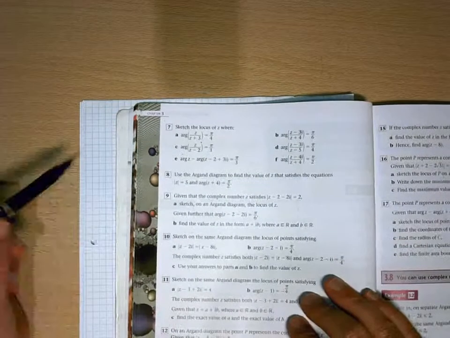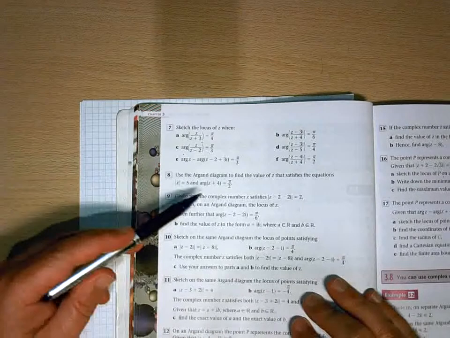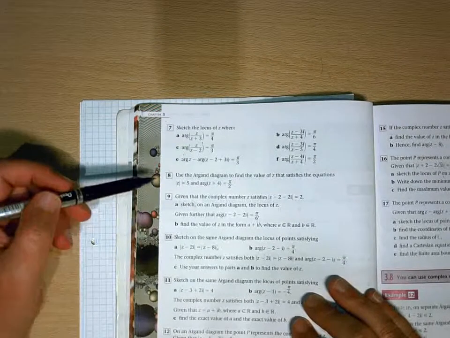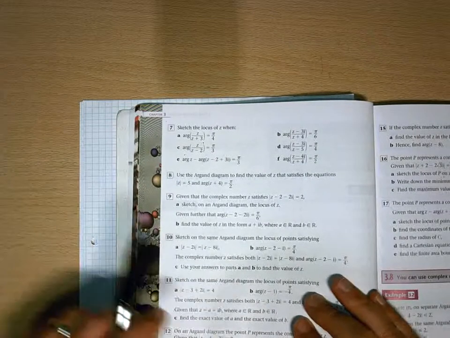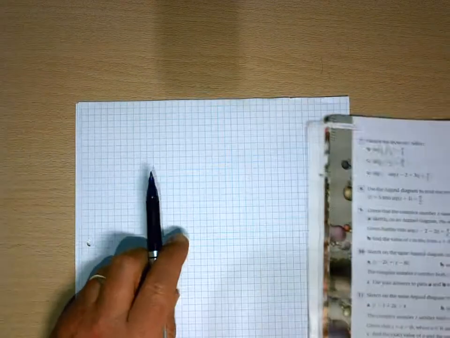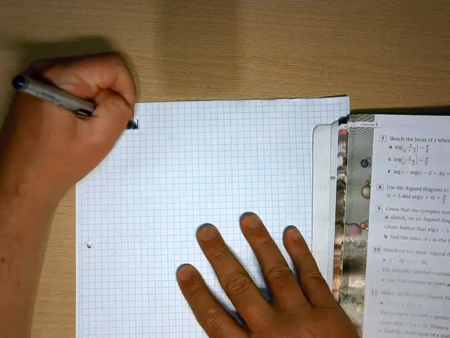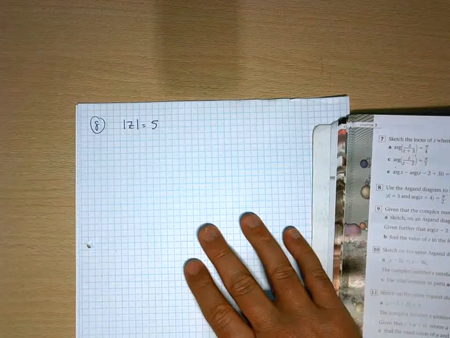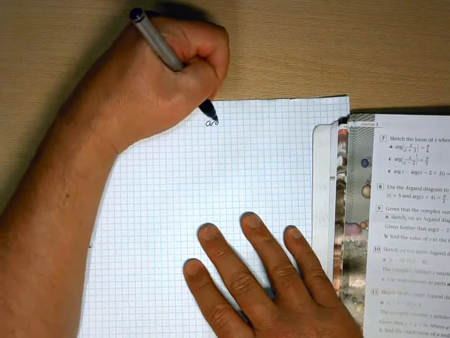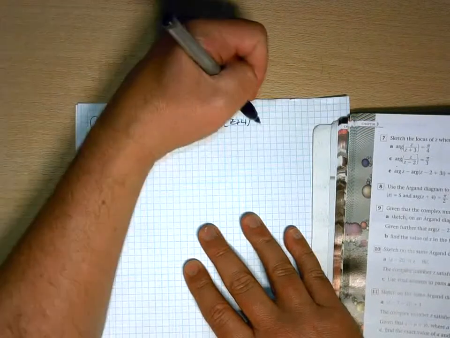Okay, so with these questions, we'll start with question 8. We're working with more than one loci at the same time. So question 8, use the Argand diagram to find the values of z that satisfy these two equations. Mod z equals 5 and arg z plus 4 equals pi over 2.